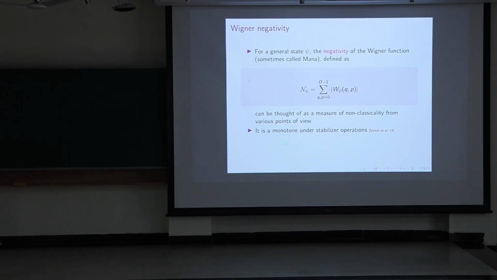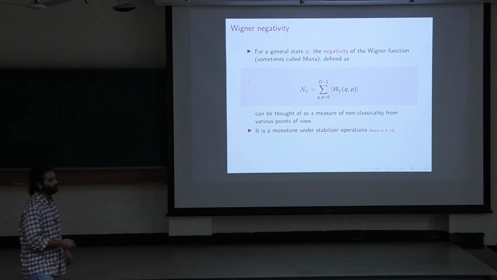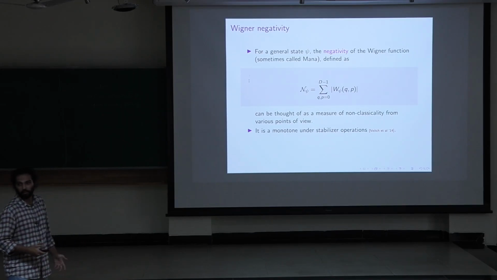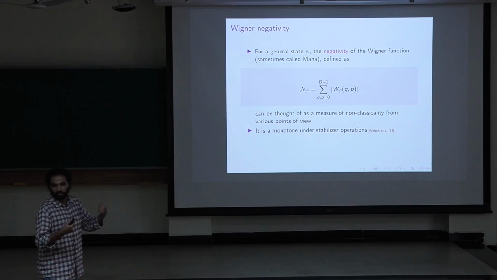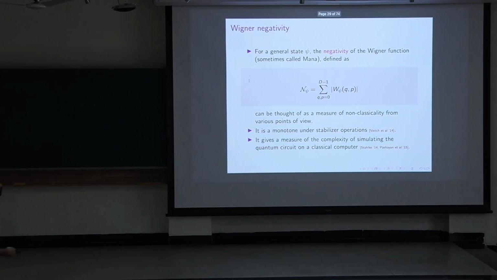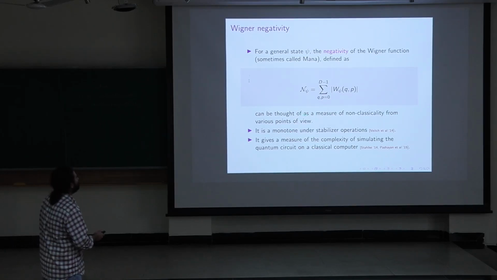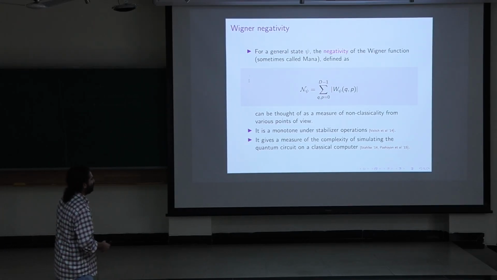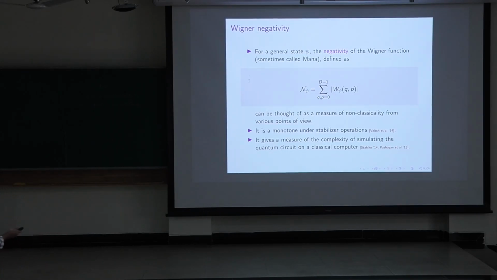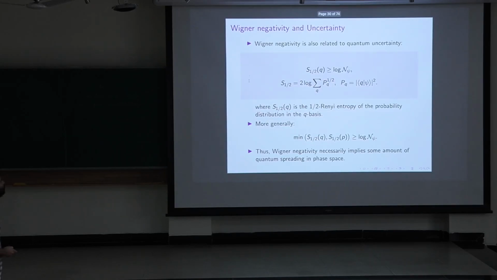First of all, it decreases monotonically under stabilizer operations. So if you perform a classical operation, this thing cannot increase. This is how people in quantum information theory often quantify various things. They are monotones. The Gottesman-Knill theorem or its generalizations state that this quantity is a good measure of the complexity of simulating the quantum circuit on a classical computer. This is a slight generalization of the statement I gave you before.